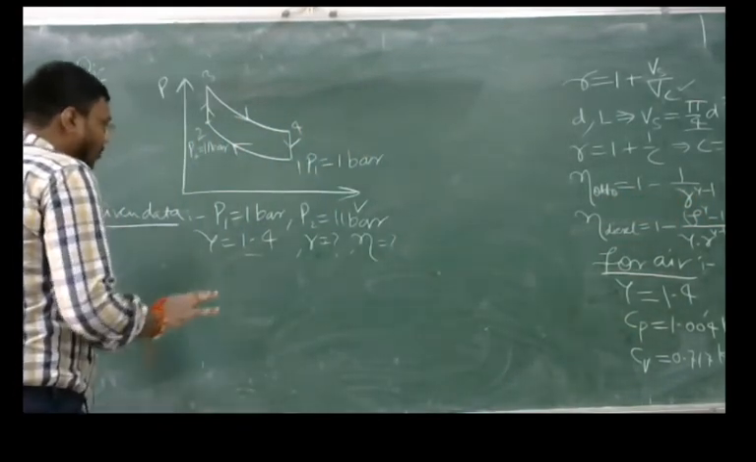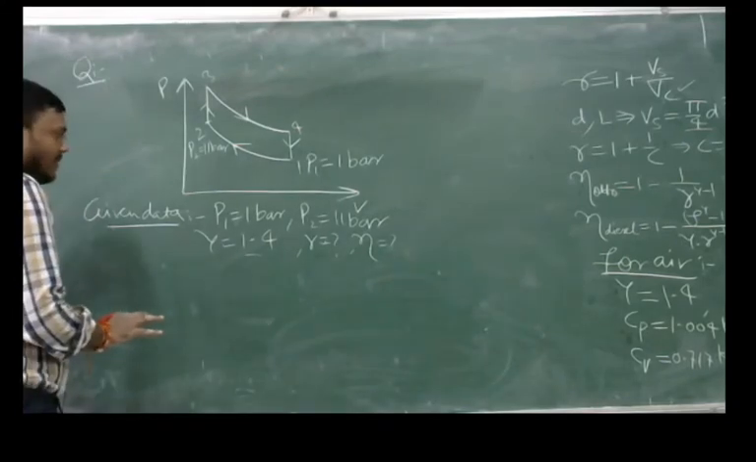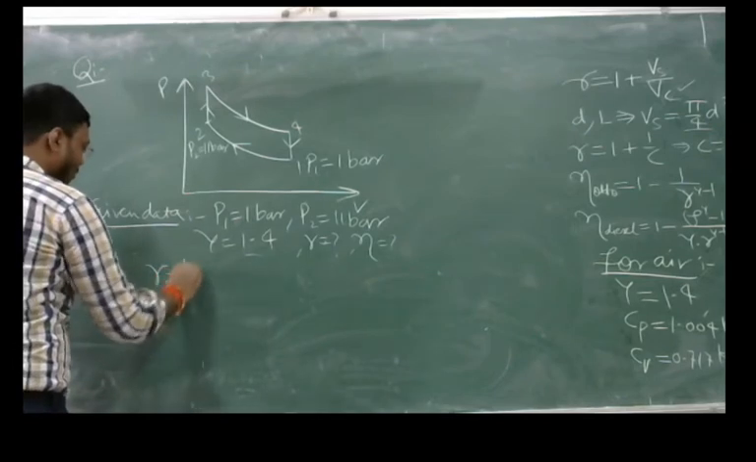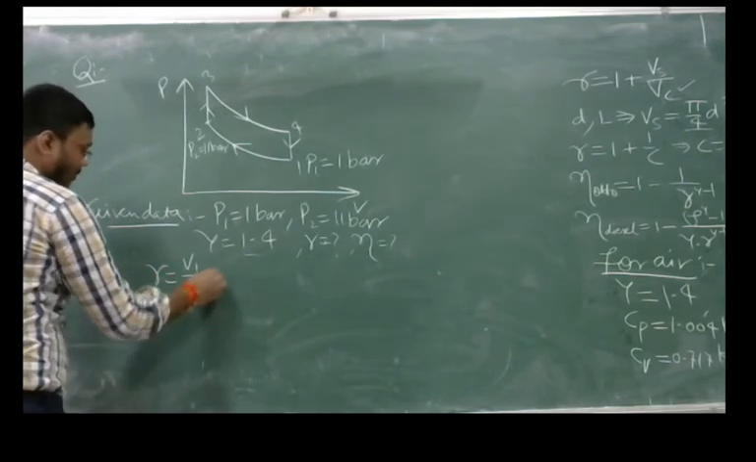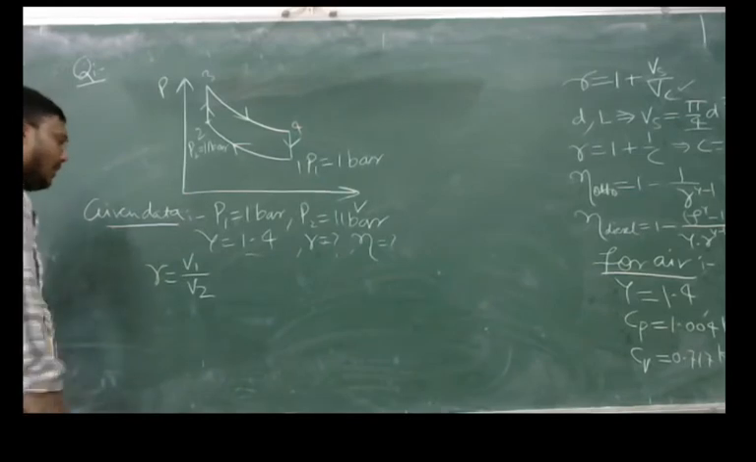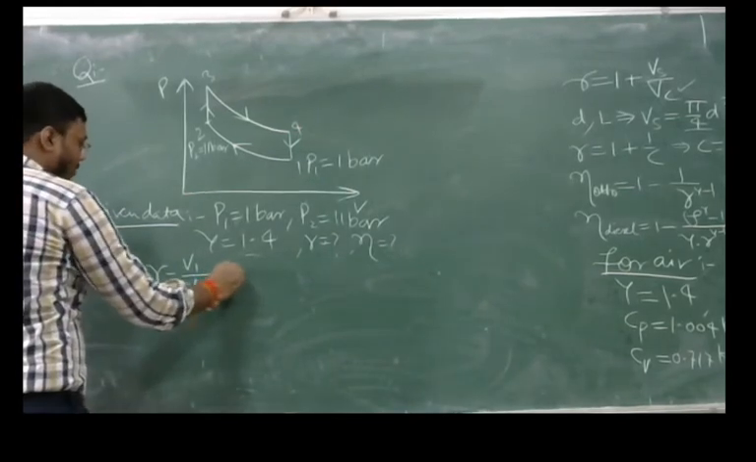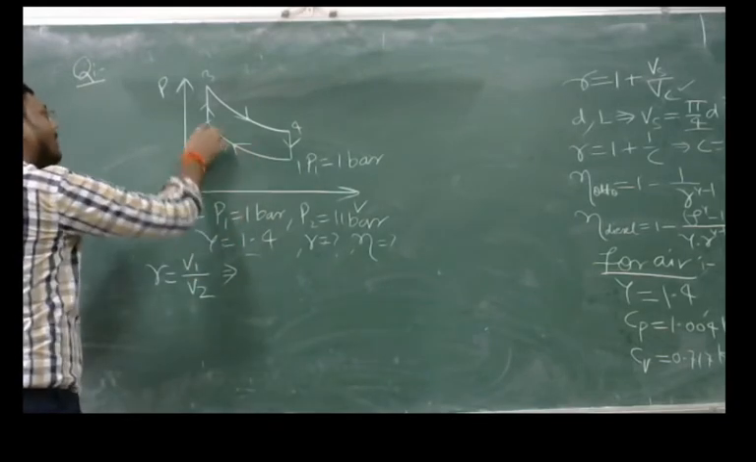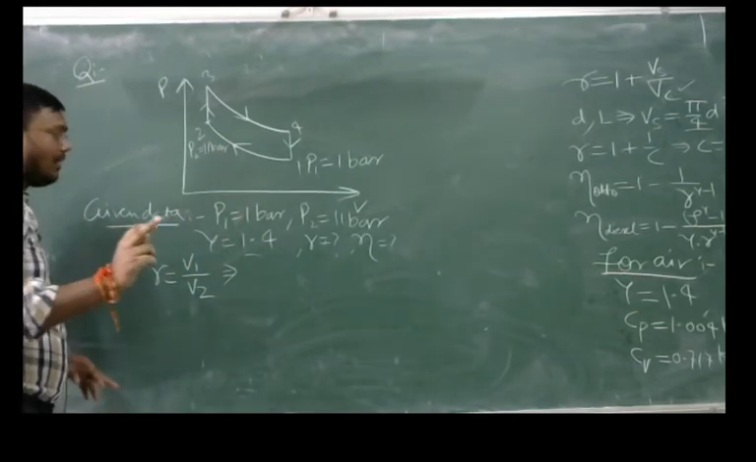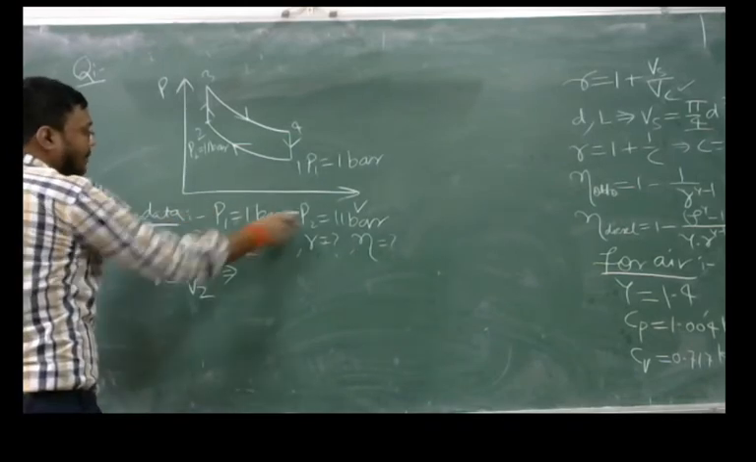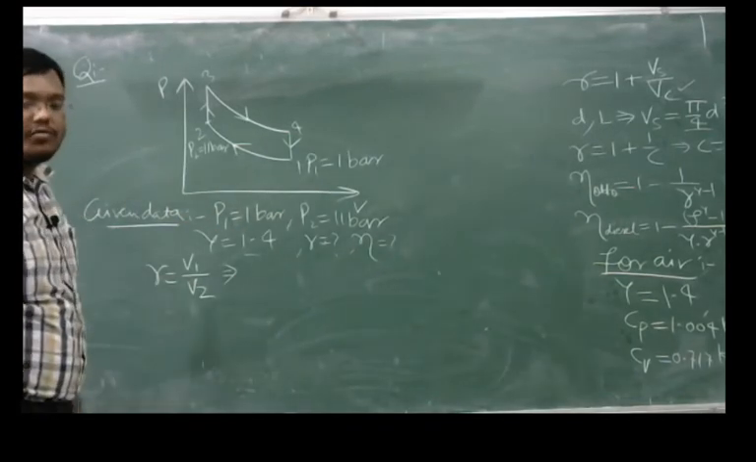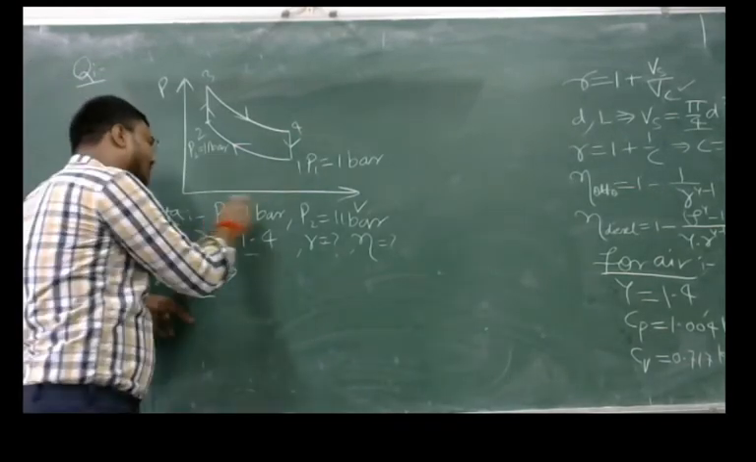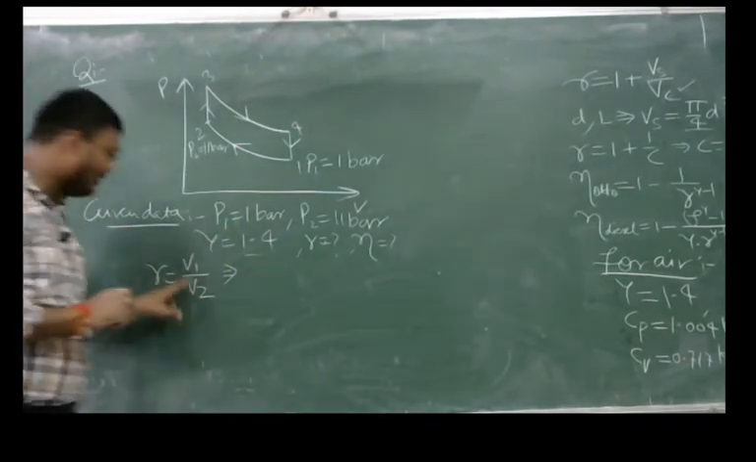What is the basic formula for compression ratio R? R is equal to V1 by V2. But in the question, V1 and V2 are not given. The given data is pressure P1 and P2. So we have to find the relation between pressure and volume, so that with the help of these pressures, we can find the value of V1 by V2.